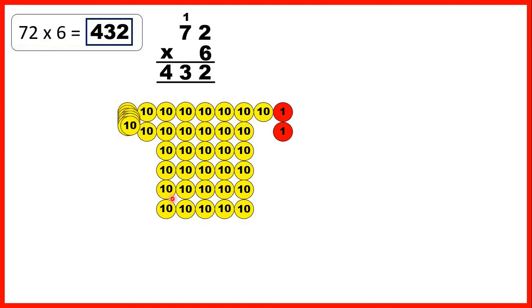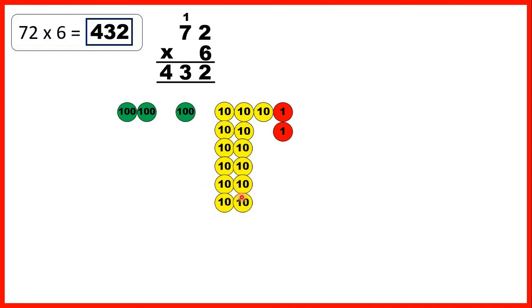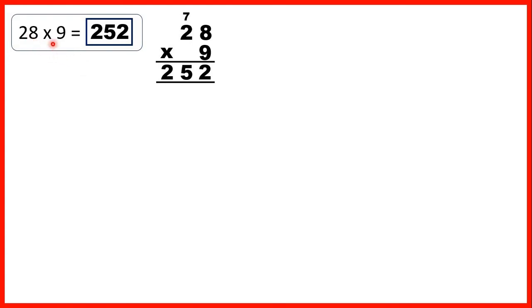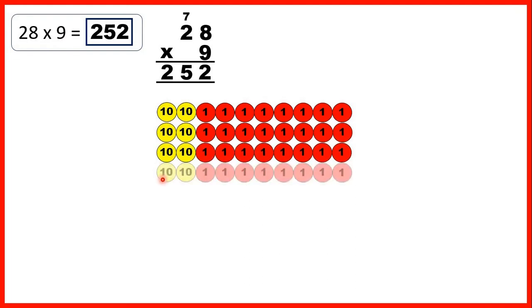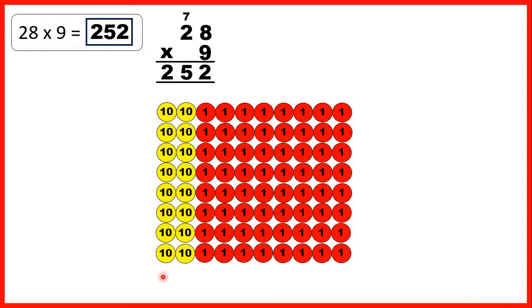But now we can regroup our tens as well. We can regroup 10 tens to make 100, and we can do that 4 times. So now that we've regrouped, we've ended up with 4 hundreds, 3 tens and 2 ones. So that's why our answer is 432. Our next question was 28 times 9. So we can represent 28 with 2 tens and 8 ones. We were multiplying by 9, so let's show the 28 nine times.